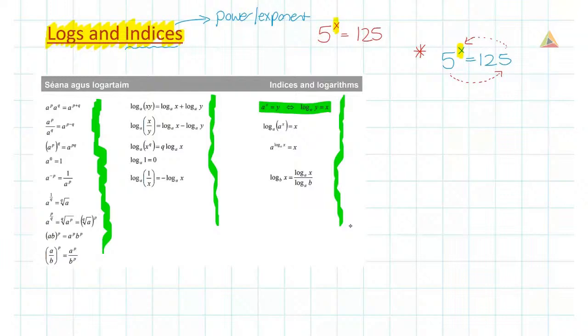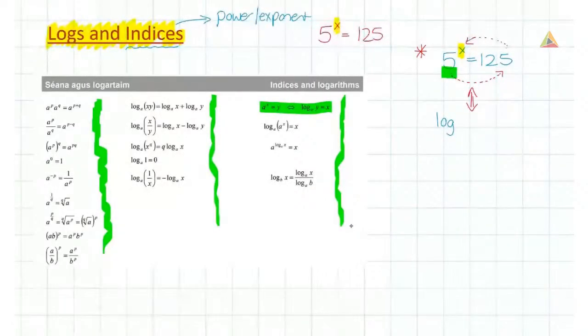So if I wanted to change this from an index equation to a log equation, I write down my log. I start at the left-hand side, as if I'm reading, and that becomes my base number. So it's log base 5, and I work my way around following my anti-clockwise arrows. So it's log base 5 of 125, and again I work my way around using my anti-clockwise arrows. Log base 5 of 125 equals x.